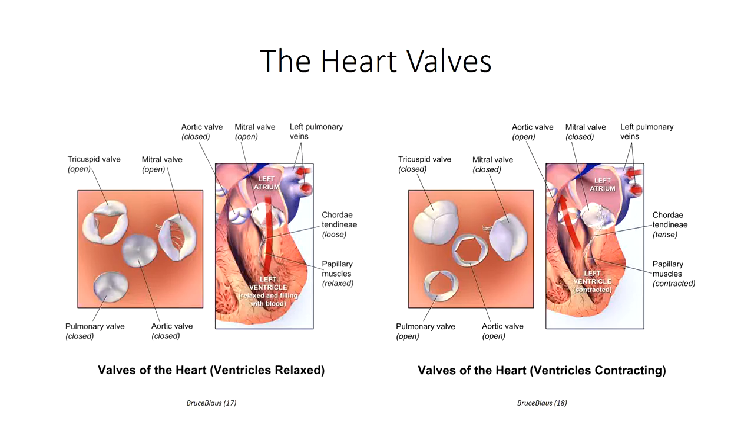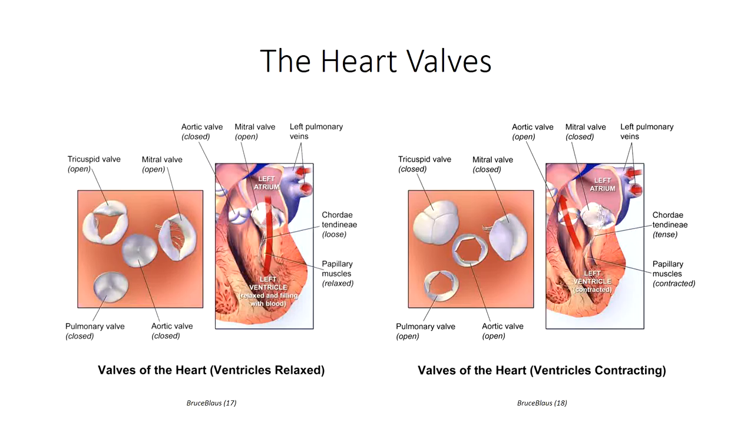In this phase, the cusps collapse passively into the ventricles with the flow of blood, offering no resistance. When the ventricles contract, blood is forced in the opposite direction and the valve cusps are pushed towards the atria. In this case, however, the cusps are tethered to the ventricular wall through the chordae tendineae, which prevents them from collapsing back into the atria.